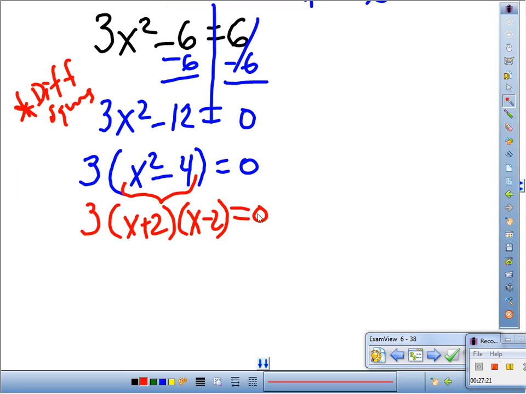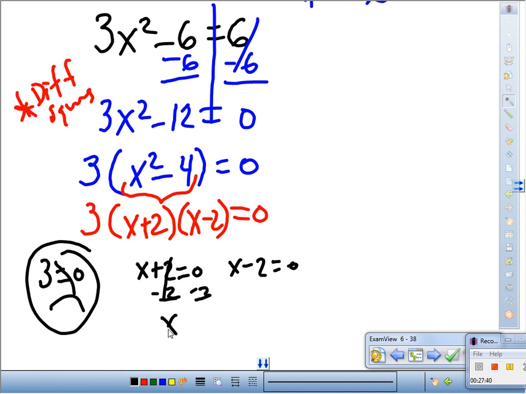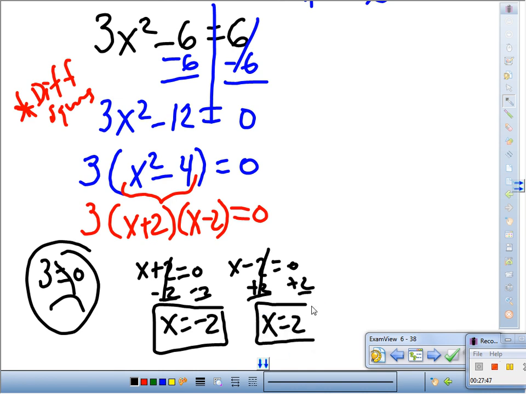Now that we have our factors and that is equal to 0, what do we do at the end? Set each one equal to 0. So we have 3 equal to 0, x plus 2 equal to 0, x minus 2 equal to 0. Is 3 equal to 0 true? No. Subtracting 2, x equals negative 2; adding 2, x equals 2. And these are my solutions.